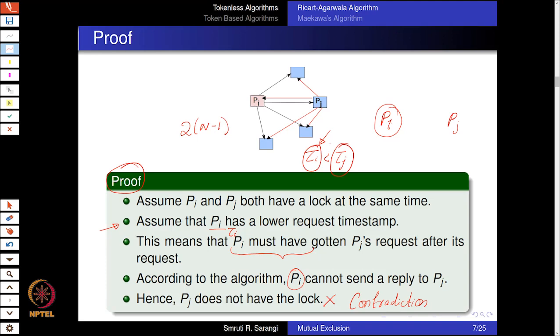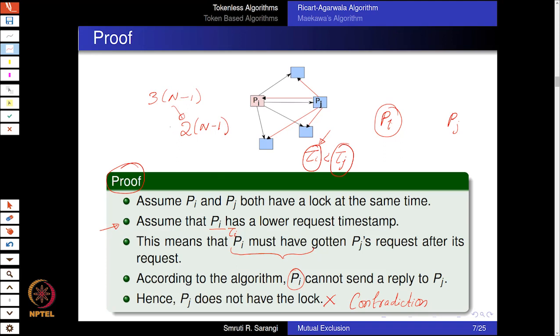So, the key idea is that Pj could not have concurrently entered the critical section or acquired the lock. Same thing. Alright, so there is a contradiction here, which means, by proof by contradiction, the algorithm is correct. And as opposed to 3 times n minus 1 messages, we have an approach which is 2 times n minus 1. So clearly there is a 50% benefit.